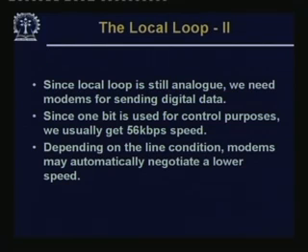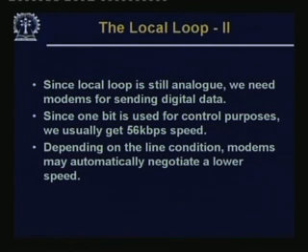Since the local loop is still analog, we need modems for sending digital data. This local loop being analog has quite a bit of implications. One of the implications is that when you try to communicate digital data over it, and we are talking about this telecom network in the context of computer networks, if you want to connect a computer network to your local loop, your computer produces digital data. So, they have to be modulated and demodulated. So, modems always come in pairs for sending digital data.